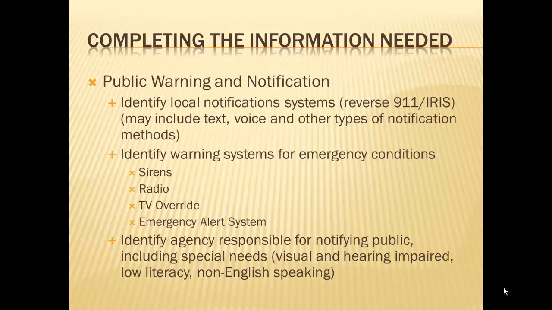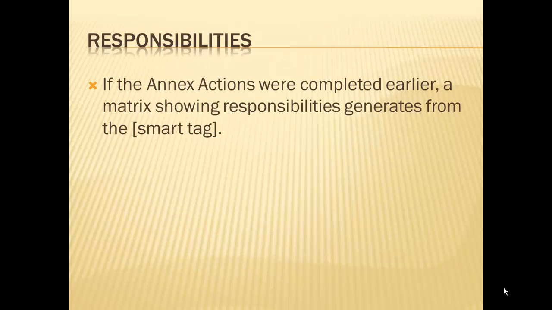So now we're going to go to number 10, add a number 10, and think about public warning and notification. We have identified most of those systems in our communications area, but want to identify the local notification systems that notify our community. What are the warning systems for emergency conditions? What agencies are responsible for notifying the public and notifying special needs populations? When we completed the annex actions earlier, we identified the agencies and their responsibilities. This information will generate from a smart tag.